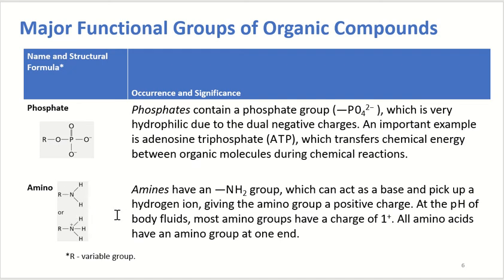This can act as a base, and it's really great at picking up hydrogen ions. And this is going to give the amino group a positive charge. So at the pH of bodily fluids, so physiological pH, most amino groups are going to have a charge of +1. And also all amino acids are going to have an amino group at one end, like I mentioned.